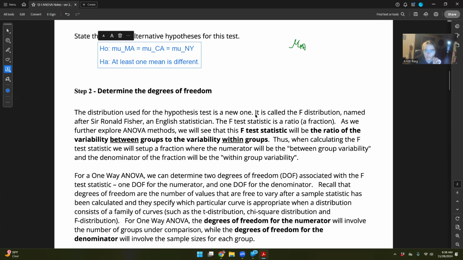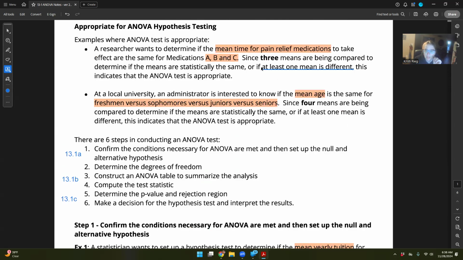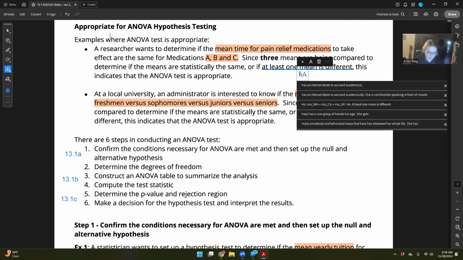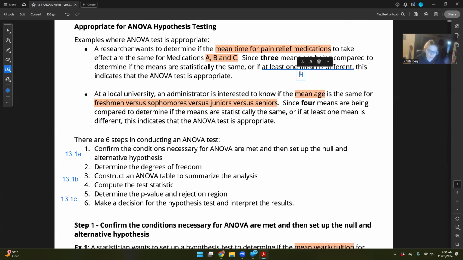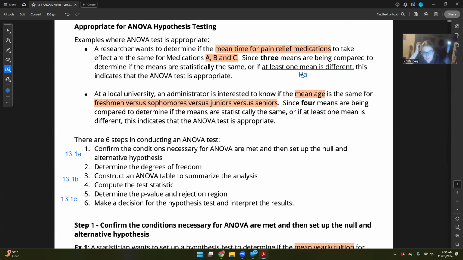Now, before we go on, going back up here, I said we're going to come back to this. This right here we talked about earlier: at least one mean is different is going to be every alternative hypothesis. And then we said the means are statistically the same for the null. Here I would say mean of A, mean of B, and mean of C are all equal. The mean of the freshmen equals the mean of the sophomores, equals the mean of the juniors, equals the mean of the seniors.